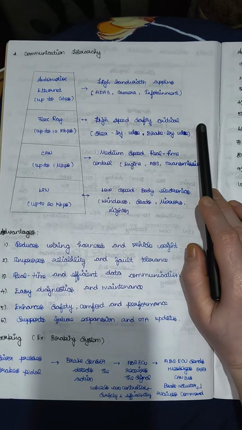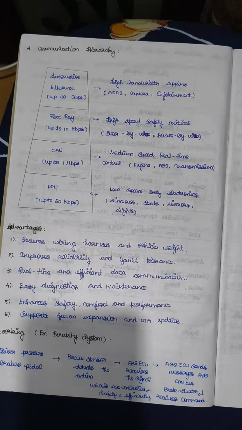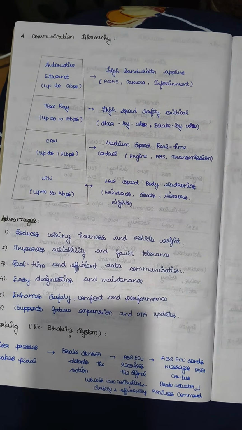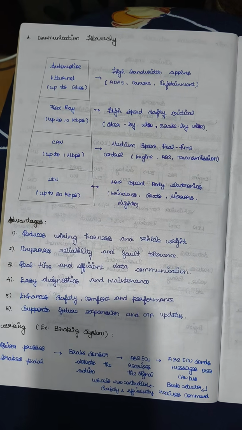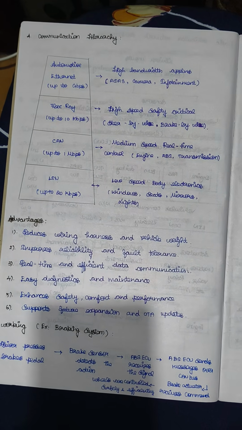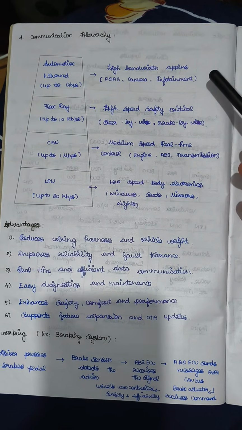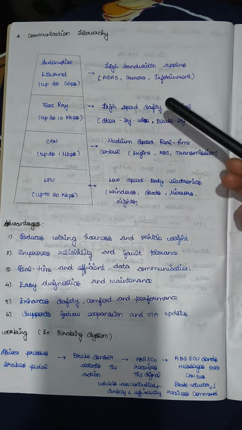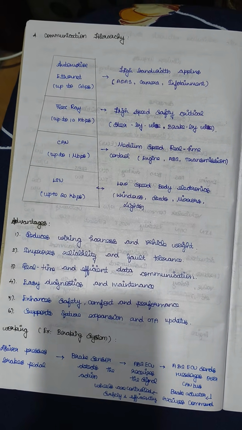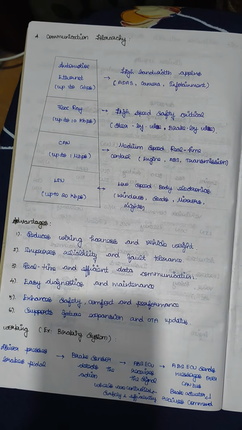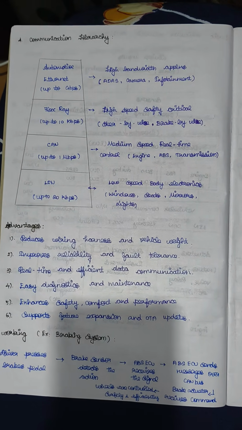And at the top is automotive Ethernet, which provides very high bandwidth, in the range of up to some gigabits per second. It is suitable for high bandwidth applications such as ADAS, cameras, and infotainment. So this is what is presented in the communication hierarchy. As we move upward, the communication capability and bandwidth increase, allowing the network to support increasingly demanding applications.